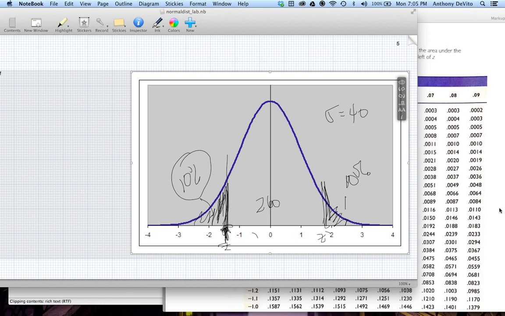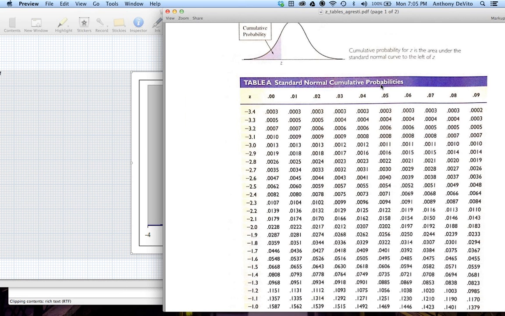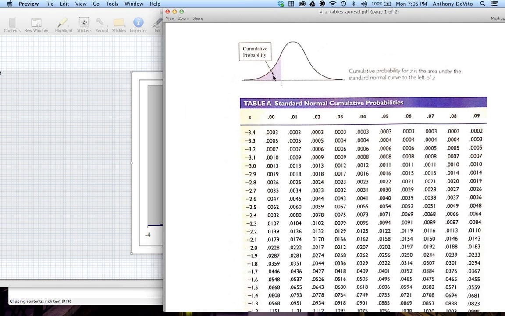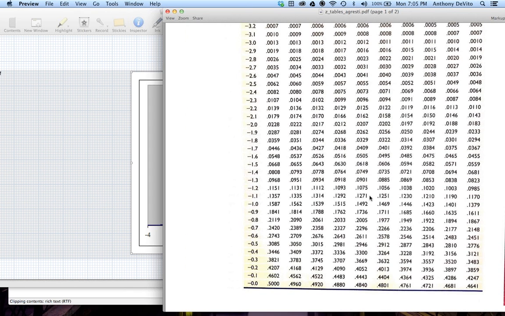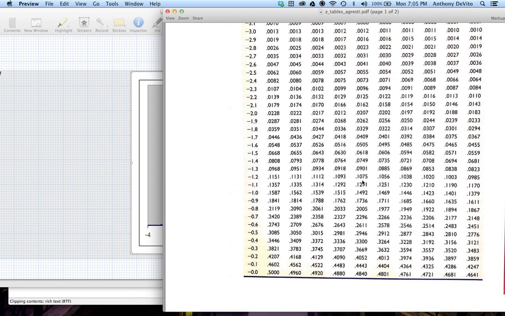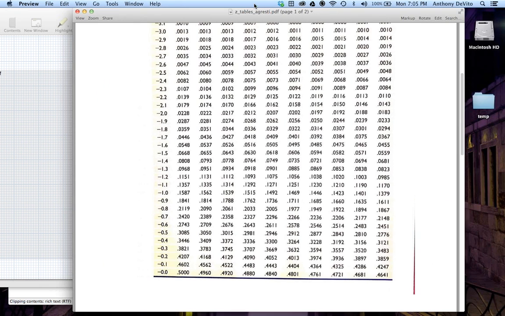Okay, so let's figure out a way we can use this table. What are these numbers in the middle again? They're areas, right? So we're looking for the z-score which represents 10% to the left of that z-score. So I'm going to look for the area which is 10%, or 0.1000. What's the closest I can get to that?